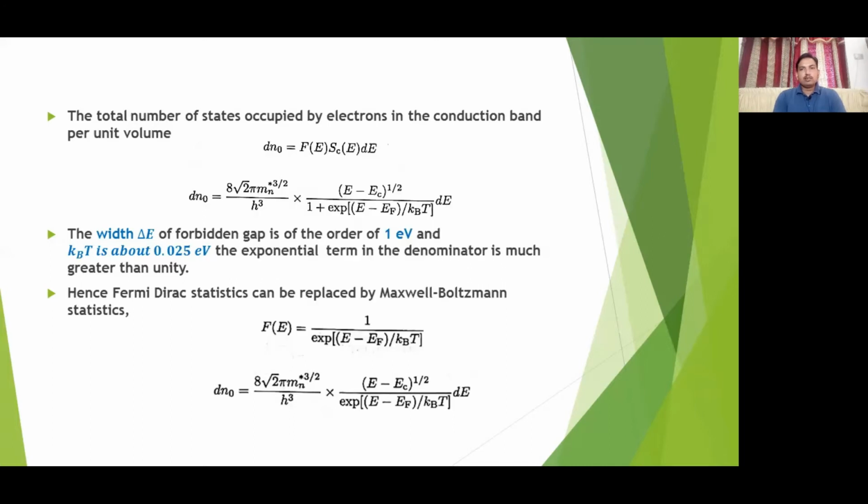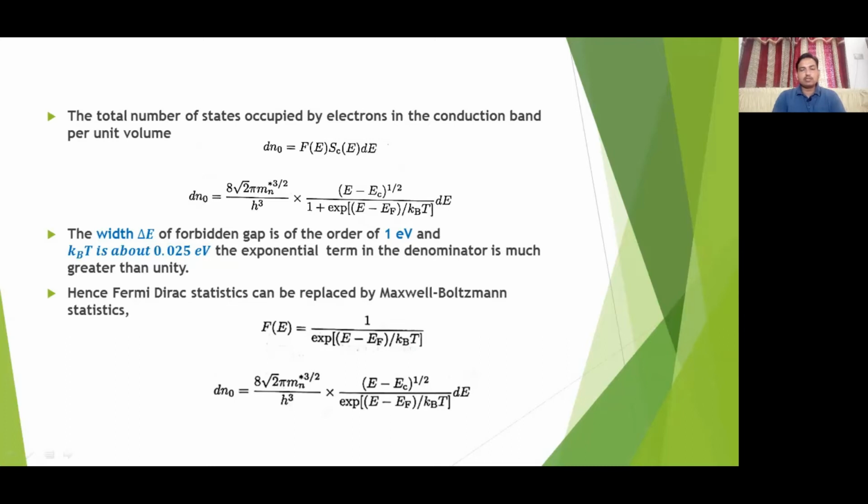And it actually does not have any significant effect on the outcome of the probability function. So, you simply remove 1 from the denominator over there. So, you get dN naught at any given temperature, the number of electrons that are present in the conduction band. Here EF is Fermi energy, E is the instantaneous energy of any given electron, EC is the bottom of the conduction band, and EV is the top of the valence band. So, you have to keep in mind all these terms.